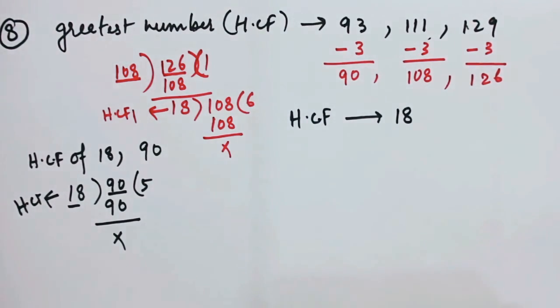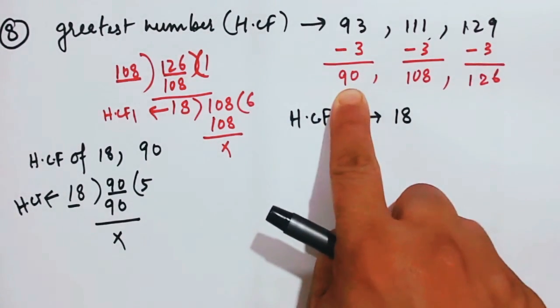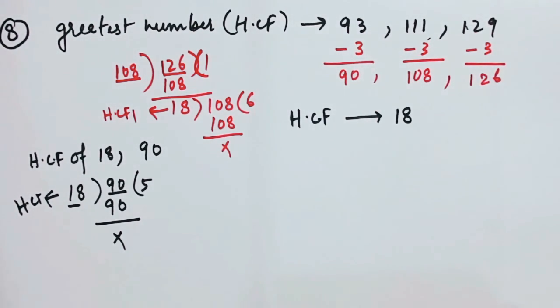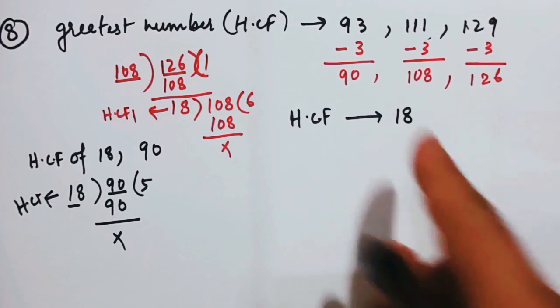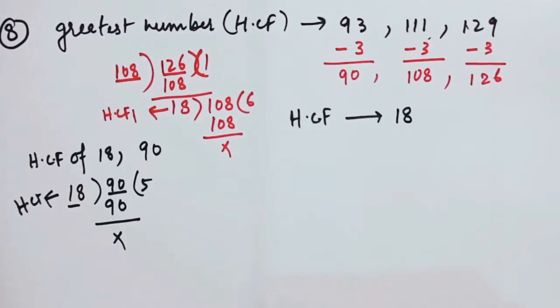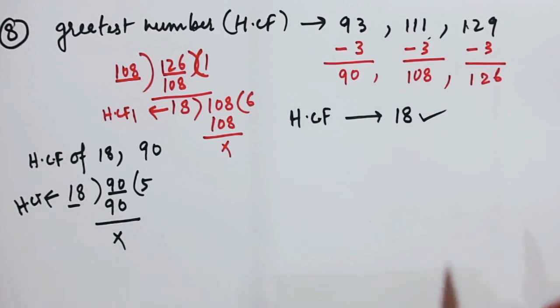Now when I divide each of these numbers, then in that case you will get 3 as the remainder, and this is our answer. Clear? When I divide each of these numbers by 18, you will get 3 as your remainder. This means my observation of 18 is 100% correct.